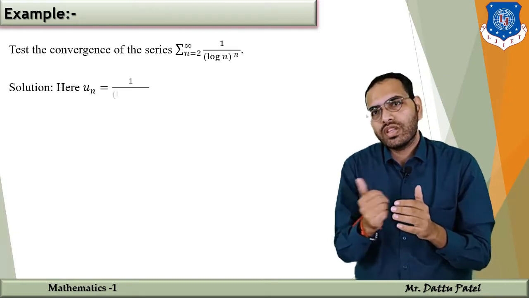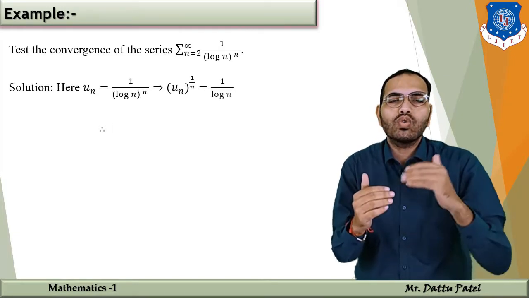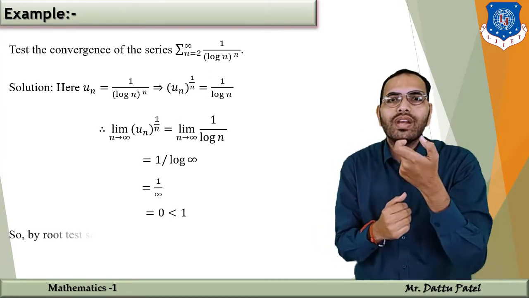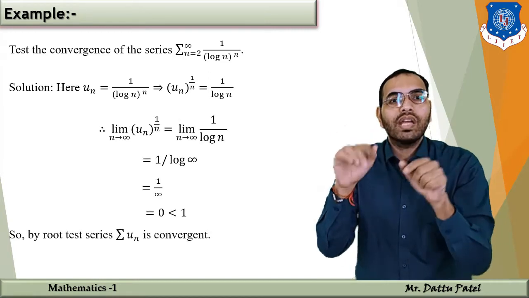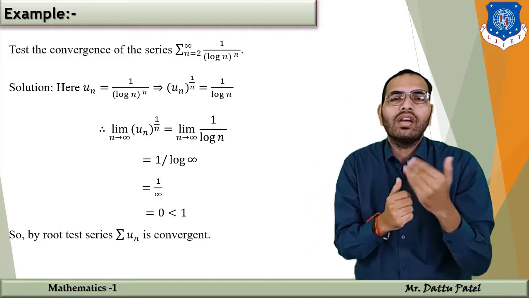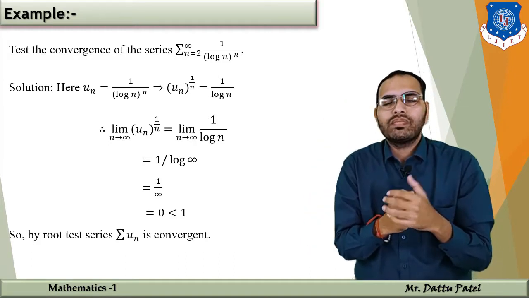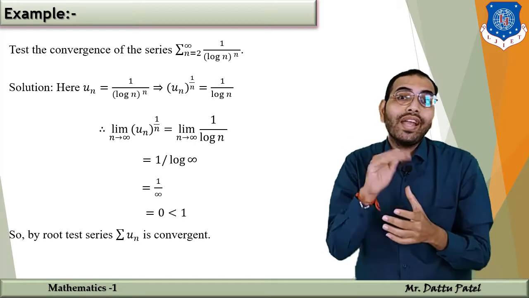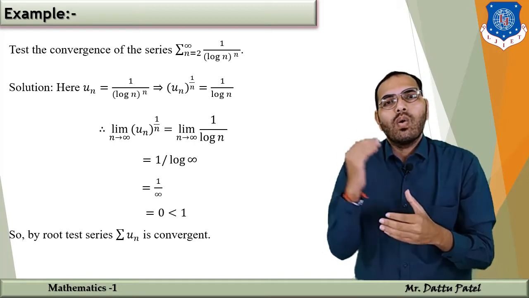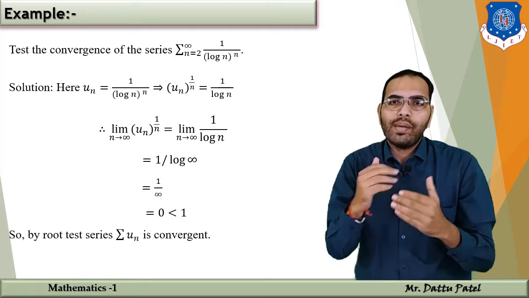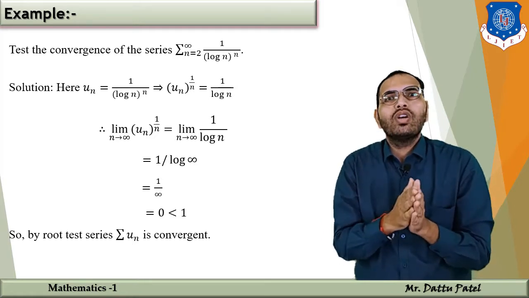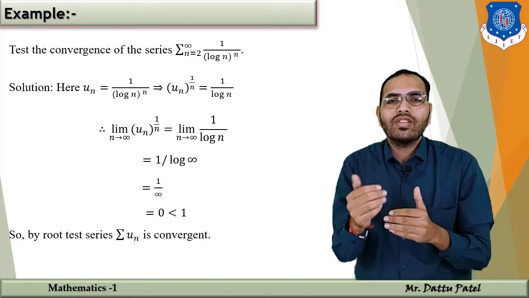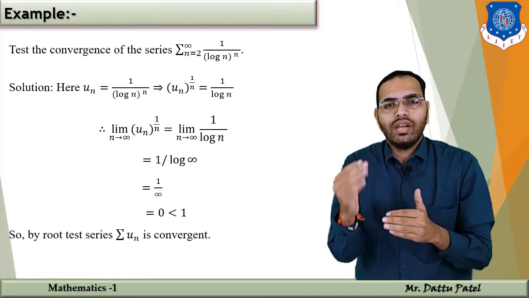Test the convergence of this series: summation n equal to 2 to infinity of 1 upon log n raised to n. Here un has something raised to the power n, so the root test is applicable. Here un equals 1 upon log n raised to n, then the nth root of un is 1 upon log n. Now applying the limit as n tends to infinity to the nth root of un, we get the limit as n tends to infinity of 1 upon log n.